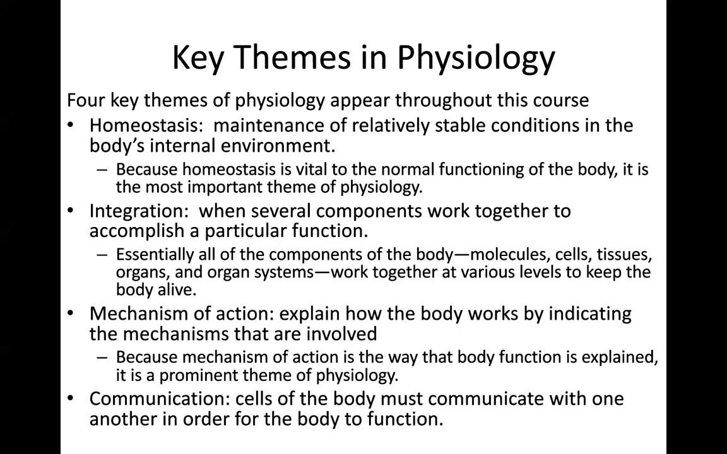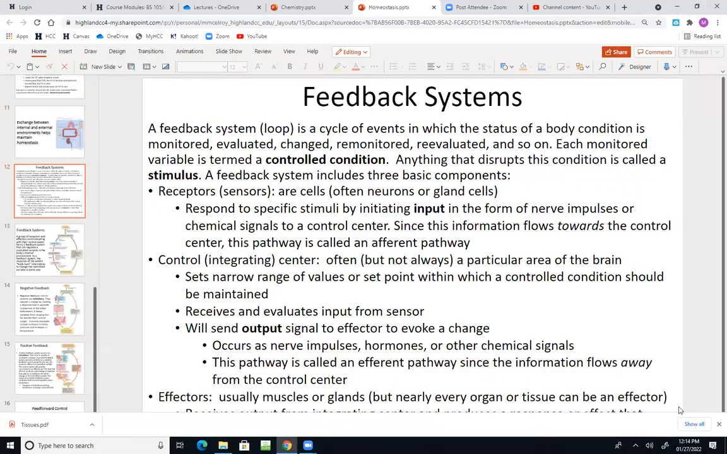Mechanism of action explains how the body works by indicating the mechanisms that are involved, because this is a way that the body function is explained. It's a prominent theme. And then communication, cells of the body must communicate with one another in order for the body to function. We talked a lot about input, output signaling with regards to feedback. Signaling is just another way of saying communicating. So those are the 4 most prominent themes that we will cover in this class.